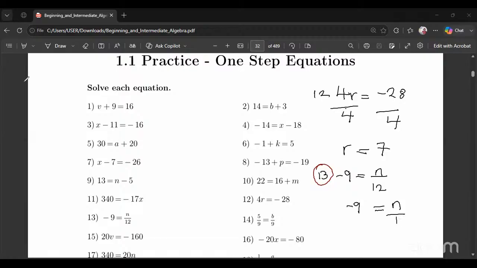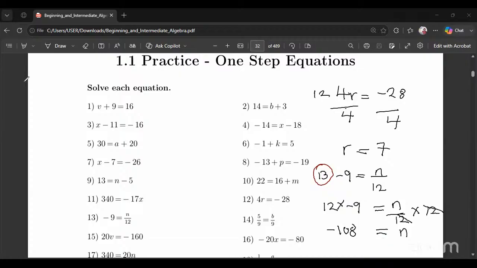So that would be, I'll multiply the left-hand side by 12. So that would be 12 multiplied by -9 is equal to n/12 multiplied by 12. So this cancels these out, and then I'm left with n, which is what I have now on the right-hand side. I've successfully isolated n, then 12 multiplied by -9, which is -108. So again, this is another way of solving this particular question.